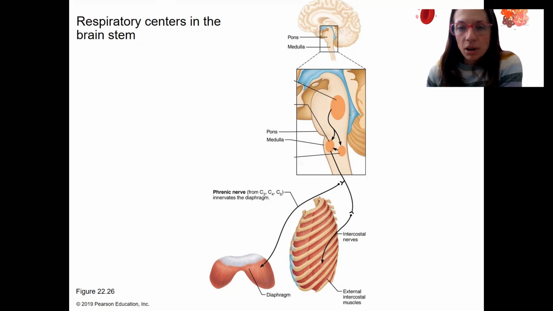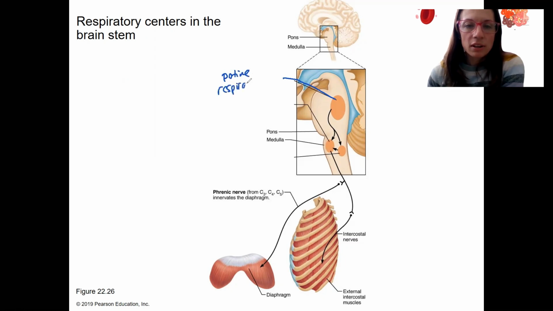This here is the pons. So this piece of the pons right here are pontine respiratory centers. So the pons is going to be involved.